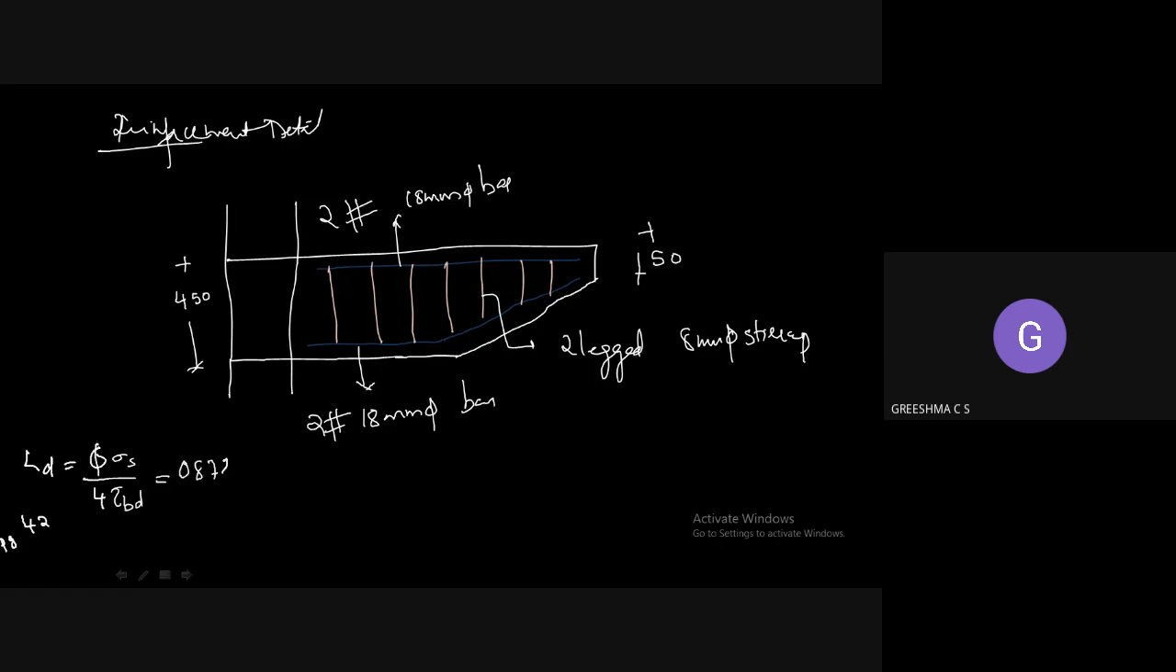Substitute: 0.87 fy into 18 mm dia bars divided by 4 into 1.2 into 1.6. So how much are you getting? 0.87 into 415 into 18 mm dia bars divided by 4 into 1.2 into 1.6. So that is 846.